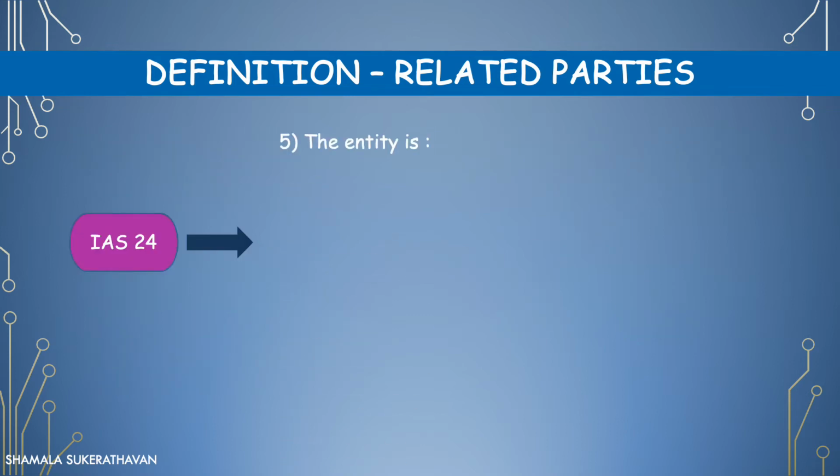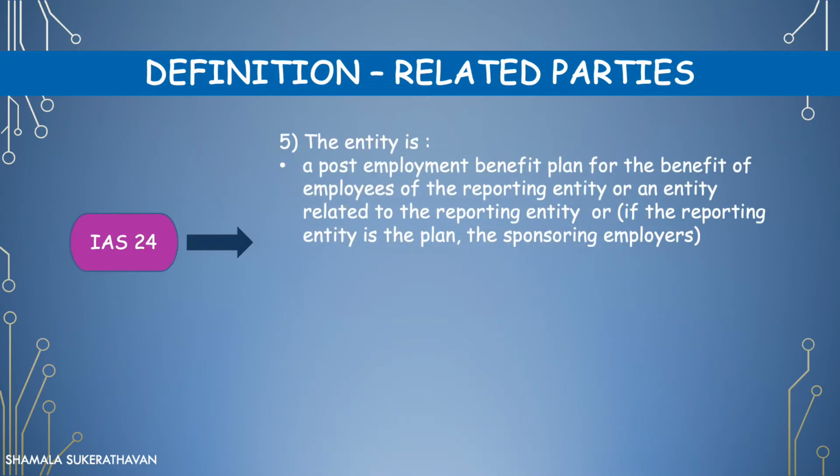5. The entity is a post-employment benefit plan for the benefit of employees of the reporting entity or an entity related to the reporting entity. If the reporting entity itself is a plan, the sponsoring employers are also related to the reporting entity.